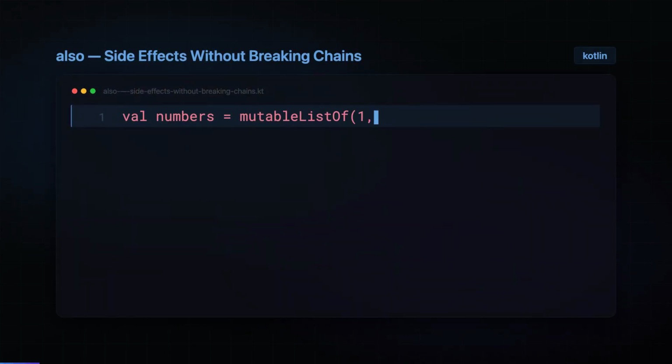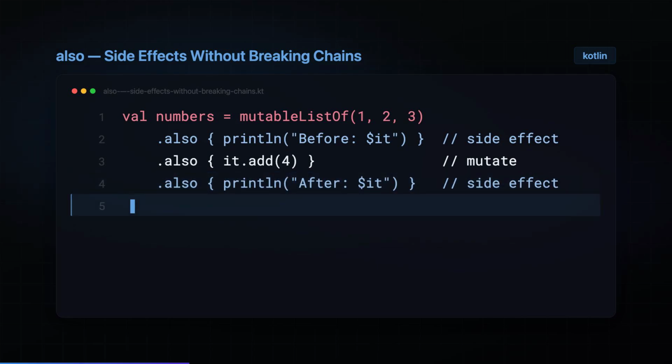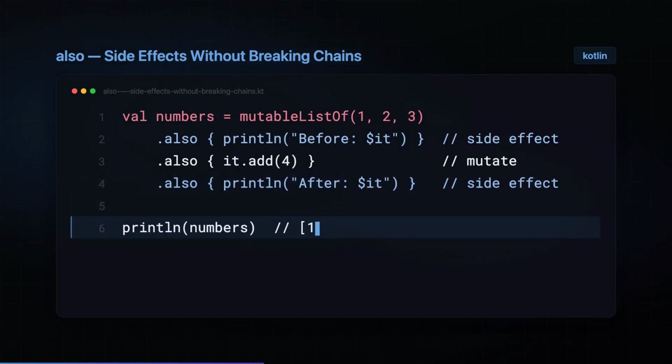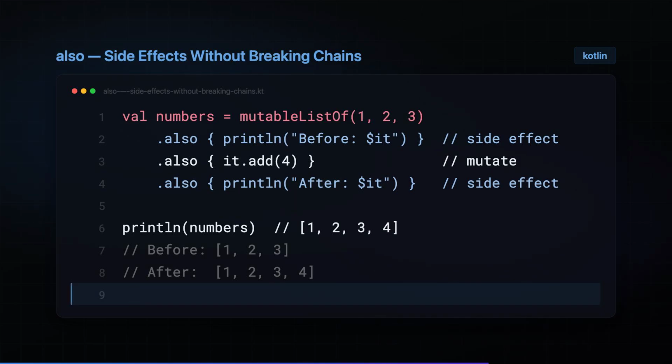Use also to inject a side effect, logging, validation, debug printing, into a chain without changing the value flowing through. Unlike let, also returns the original object so the chain continues as if also wasn't there. The name reflects intent. Do this, and also do that side effect.